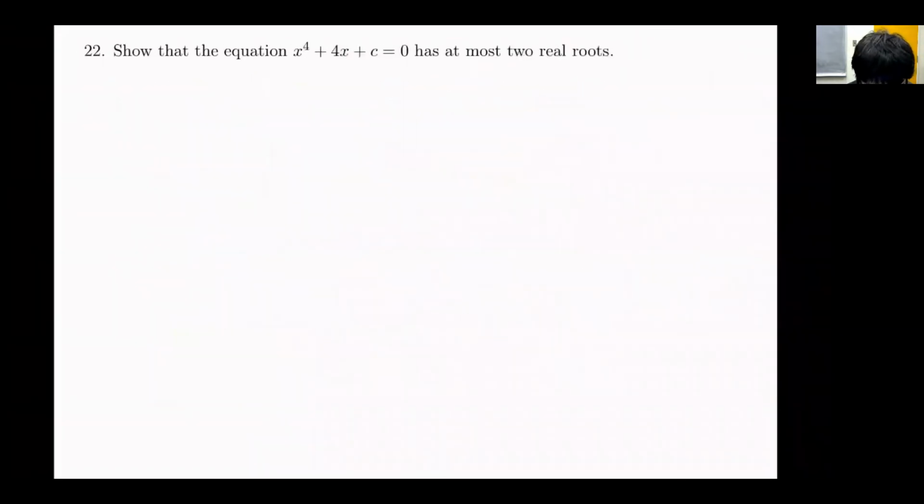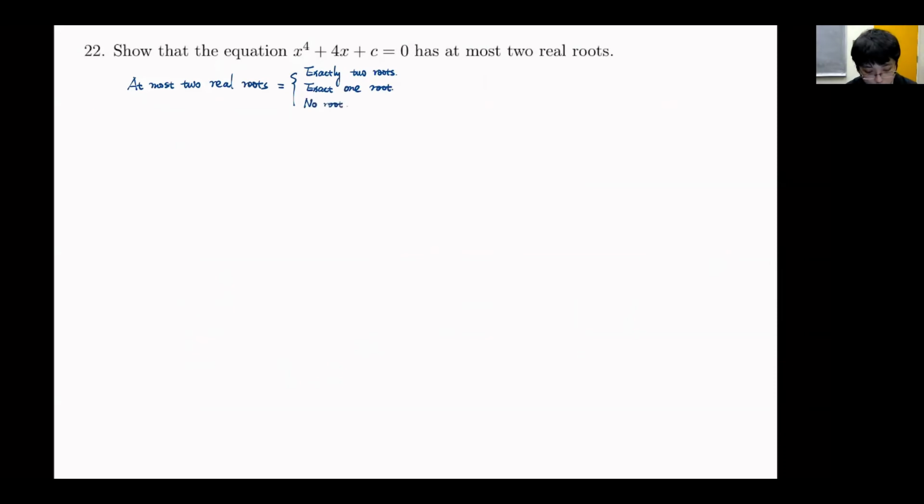All right, let's look at number 22. For number 22, we want to show the equation x to the 4th plus 4x plus c equals 0 has at most 2 real roots. So what does it mean for an equation to have at most 2 real roots? At most 2 real roots means possibly 3 cases. The first case is exactly 2 roots. The second case is exactly 1 root. And the last case is no root at all.